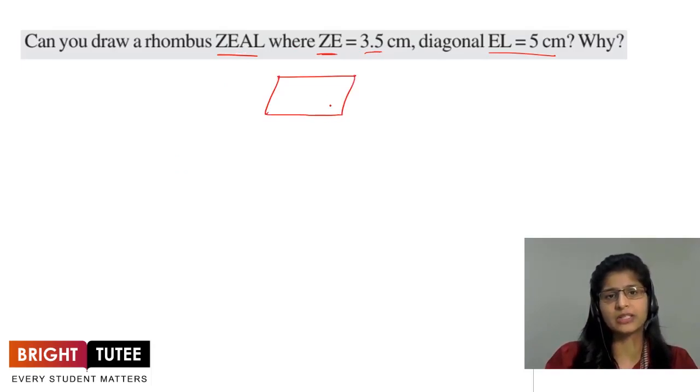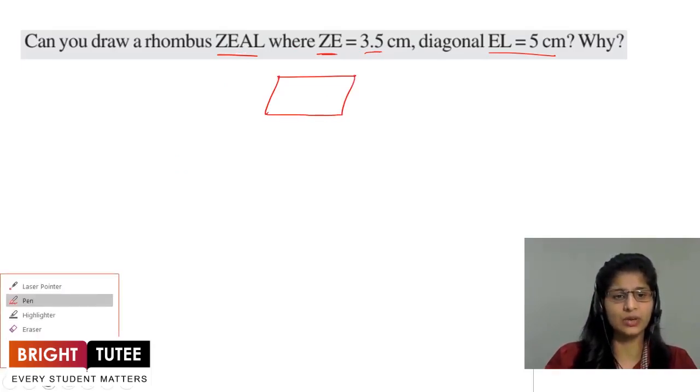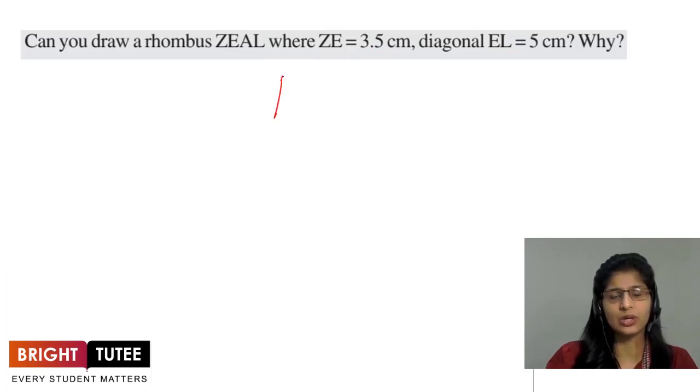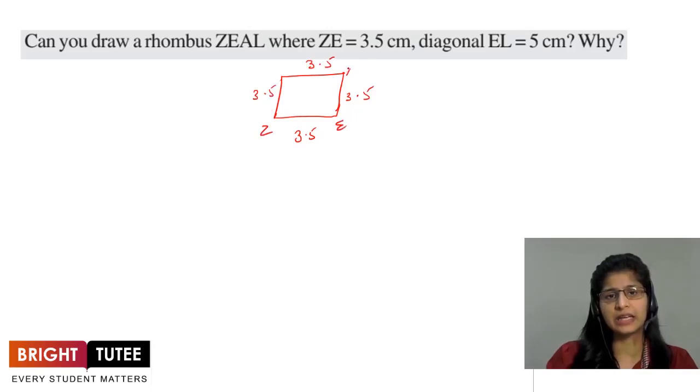Let this be a rhombus. Actually, the sides are not equal in this, so I'll just try to draw a more appropriate one. So suppose the sides are equal and 3.5, the measurement of all sides is 3.5. ZEAL, and we are given EL also, which is 5. This is also 5 centimeter.